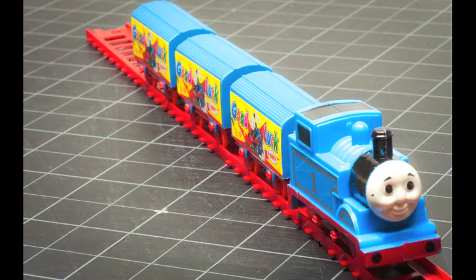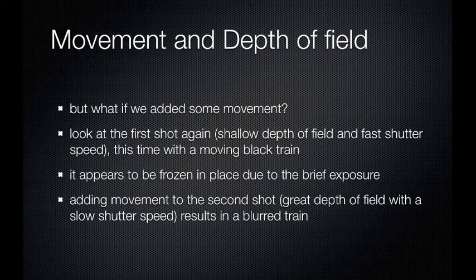Now, there's nothing moving in these two pictures, so the fact that the shutter speed gets longer or gets faster or slower doesn't really have a visual effect on the picture. In order to see the visual effect, we have to add some movement. So if you look at the first shot again, the one with the shallow depth of field and the fast shutter speed, this time we'll add a moving black train coming toward the lens.